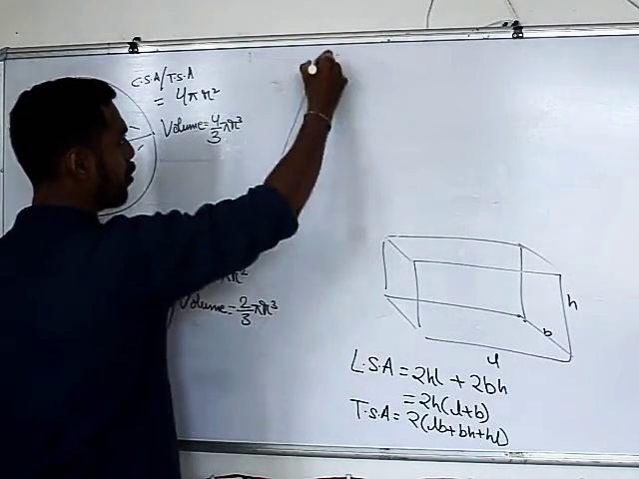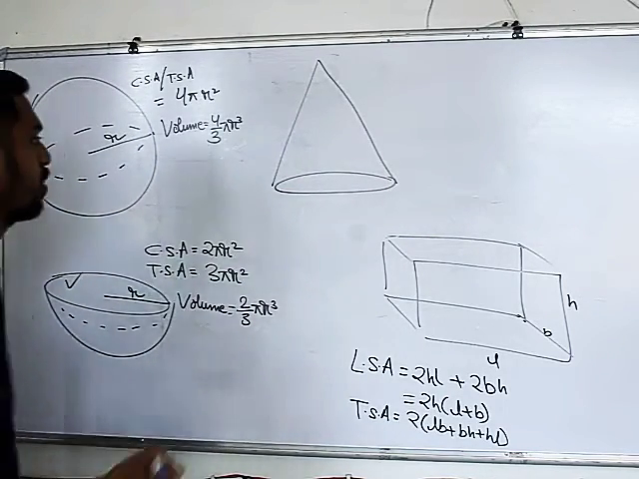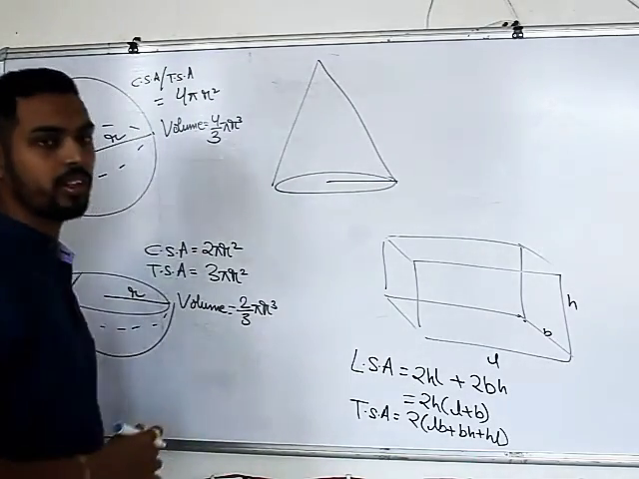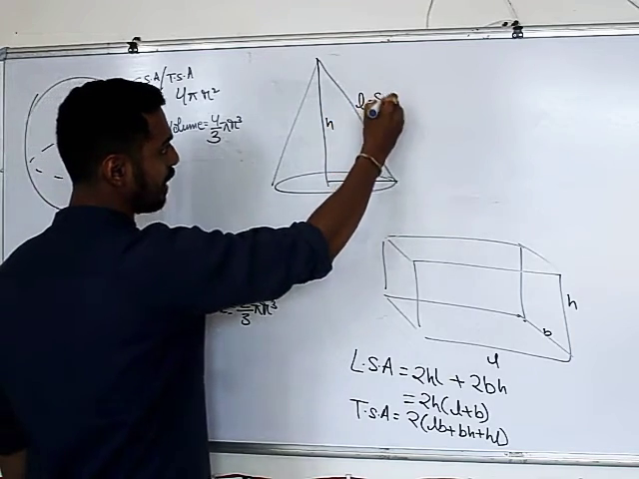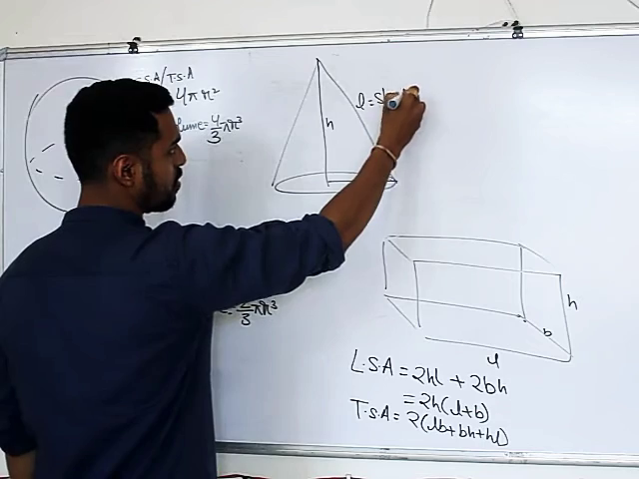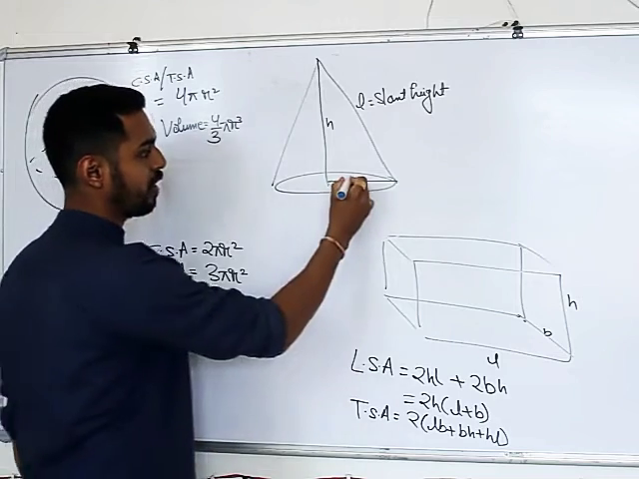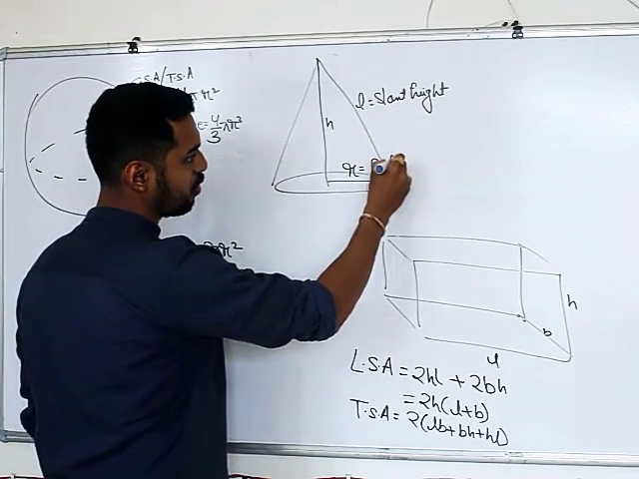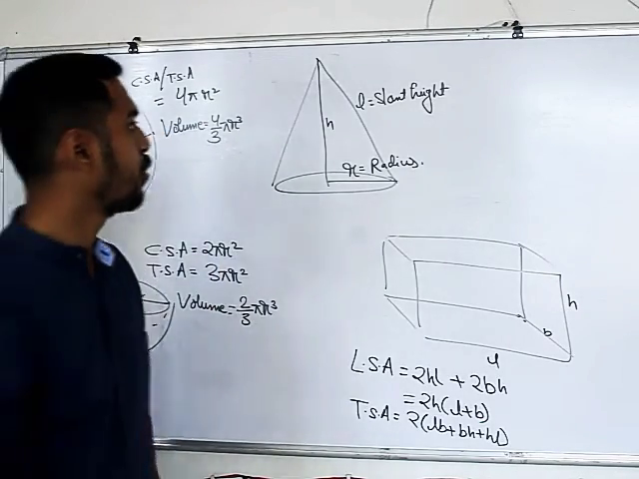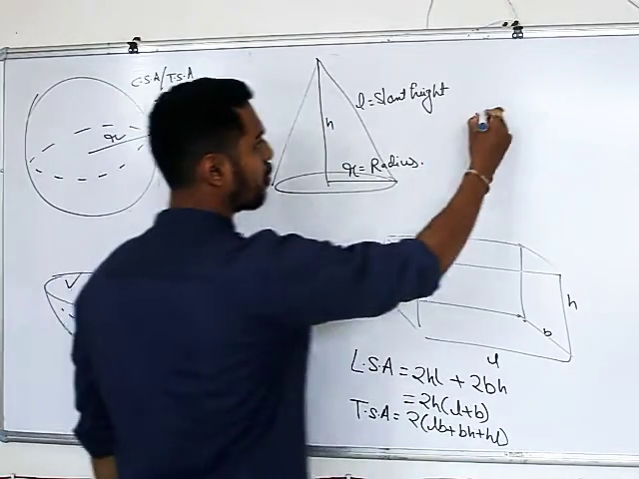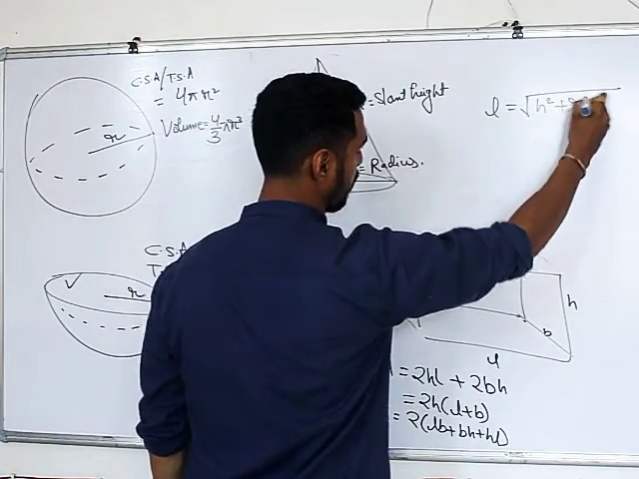So now we will see cone. Actually, cone is 1/3 of a cylinder. The volume of cone is 1/3 of cylinder. This is height. This is slant height, not length. Slant height. Then this will be your radius r. R is equal to radius, and H stands for height. Obviously.